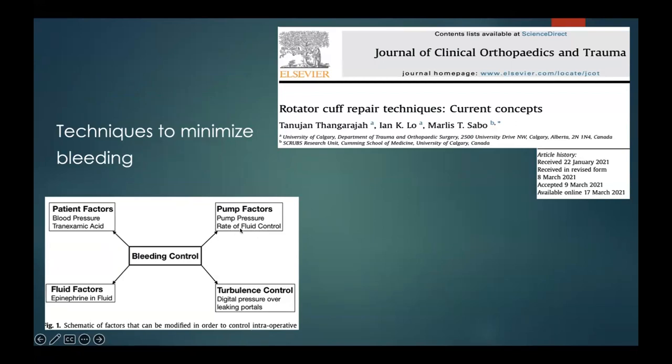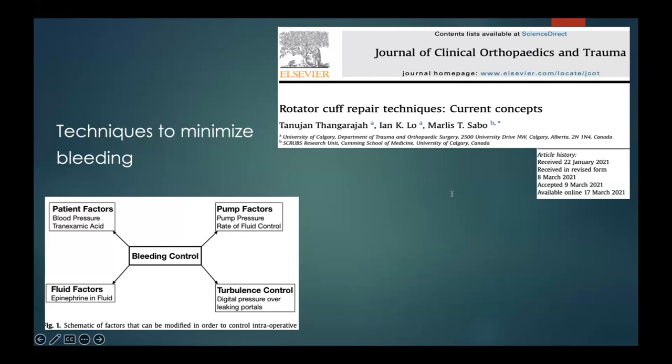The most important consideration amongst these is elimination of turbulence. The Bernoulli effect describes a force at right angles to the arthroscopic fluid that sucks the blood from within the capillaries in the subacromial space. By applying digital pressure over the leaking skin portals, bleeding from the turbulence can be effectively controlled, or it can also be achieved with the use of a cannula.